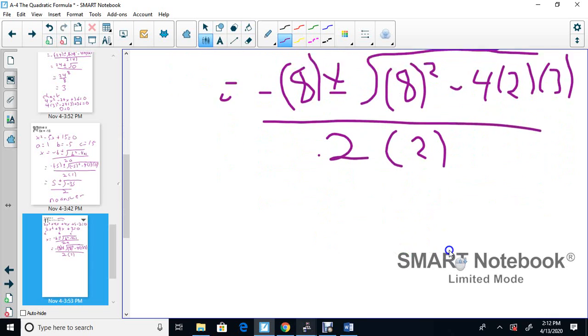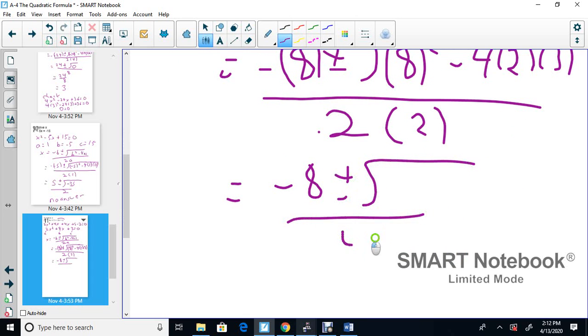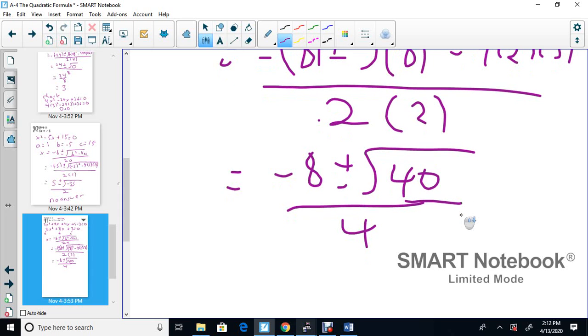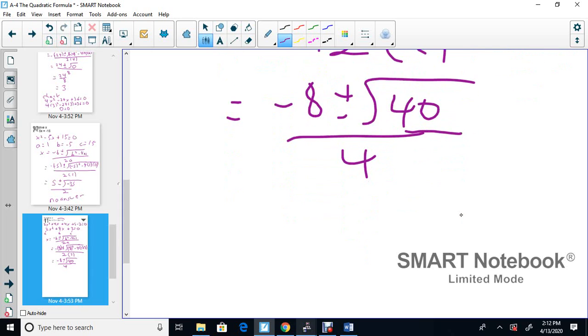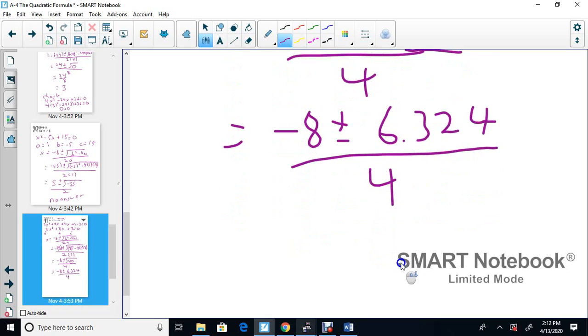We're going to keep going. We know that's negative 8. That and this, I'm going to figure all that out in the calculator. This is over 4. So I punch it in my calculator and I get 40 here. Now I take the square root of 40. So I get negative 8 plus minus 6.324. The more decimals you keep, the more accurate it is. All over 4. I'm going to split it up into the 2 here.